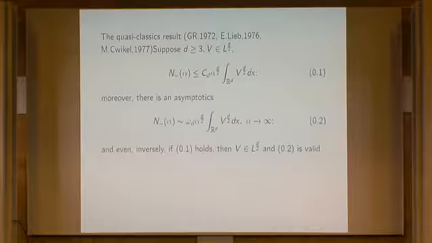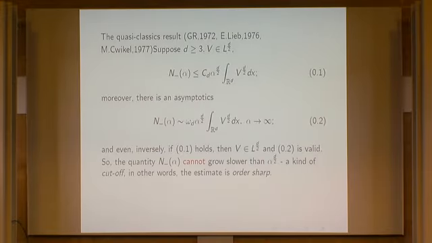Moreover, this estimate is sharp in the sense that, under the same conditions, there is also the asymptotics, with again a constant depending only on the dimension, as the coupling constant alpha goes to infinity. It's usual to say a constant goes to infinity, but sometimes the Planck constant goes to 0, so it can happen that the constant moves somewhere. So there is the asymptotics, this one. What is remarkable here is that there is also an inverse result. If the estimate of this sort holds, then necessarily V belongs to this class, and of course, automatically the asymptotics is valid. So there is a kind of cut-off: the number of negative eigenvalues cannot grow slower than alpha to the power d/2.